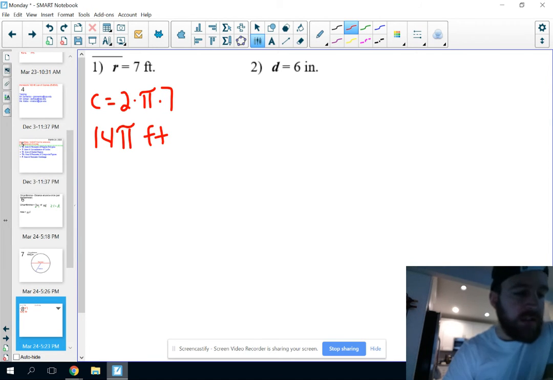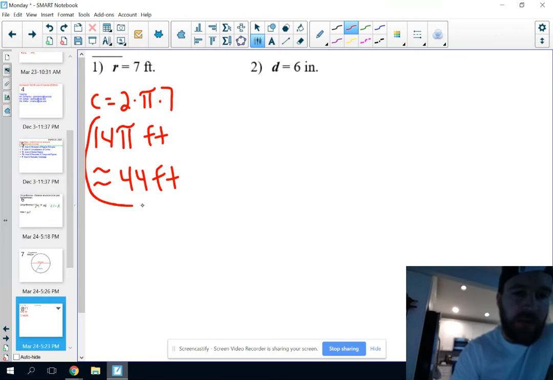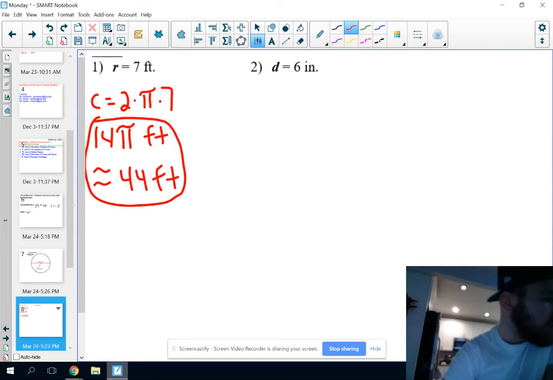Then for your rounded answer to the nearest tenth, you would plug that into the calculator: 14 times pi. I'd prefer you to use the pi button on the calculator. Otherwise, you're using 3.14, which is just not quite as precise. But if you use that pi button, it should come out to about 44 feet for your circumference. So two answers representing the same distance.